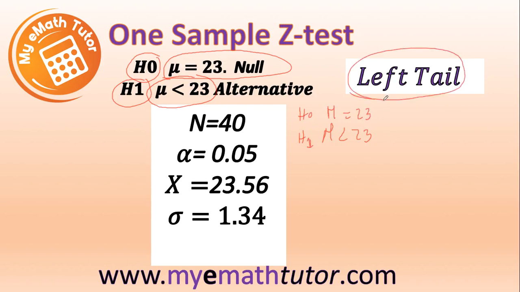And this is what we consider a left tail, because left is because it's less than. So from there, I already know that I have a left tail. My N is equal to 40, my X bar is equal to 23.56, and my standard deviation is 1.34. That's all I need to go to the calculator.